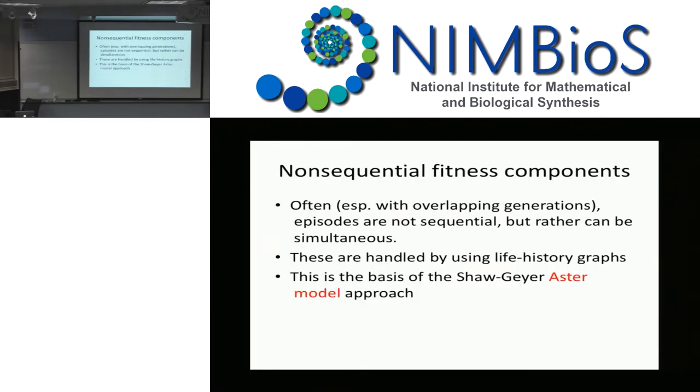So here we are. So what about non-sequential fitness components? Often, for example, with overlapping generations, episodes are not sequential but could be simultaneous. I could either, as a rosette, stay a rosette and survive one more year, have a bigger rosette and therefore have potentially more flowers, or I could decide to flower now. Right? Those things come up in life history evolution. That's a trade-off. That's not an obvious progression. It's kind of a split in what you can do. How do you measure those? Well, they're handled by life history graphs.